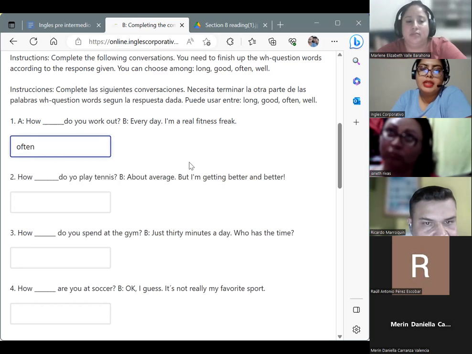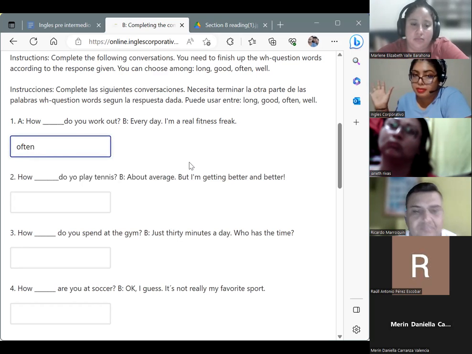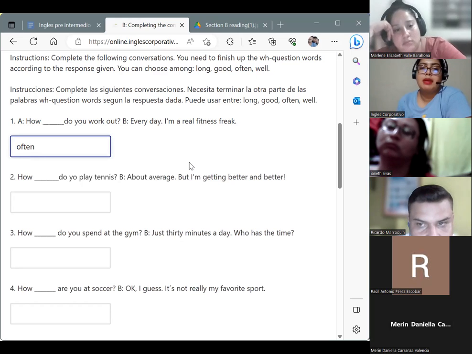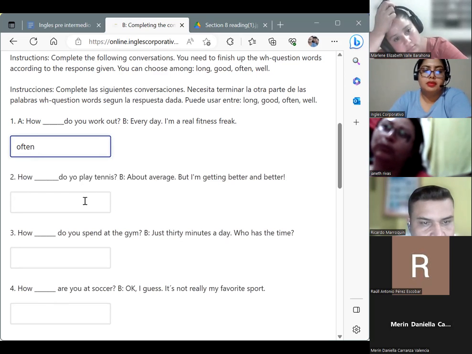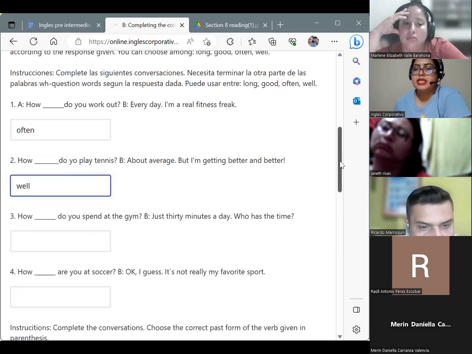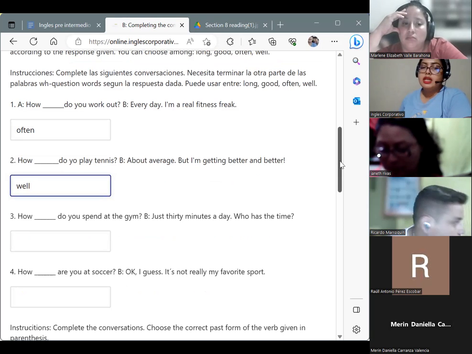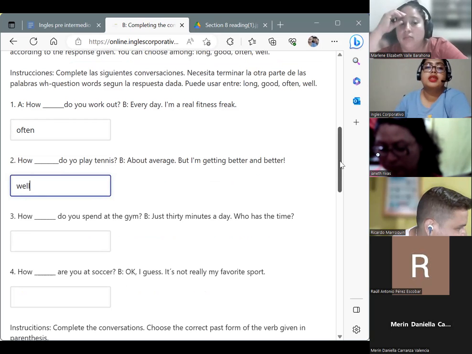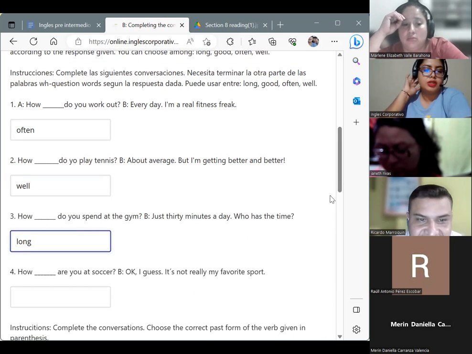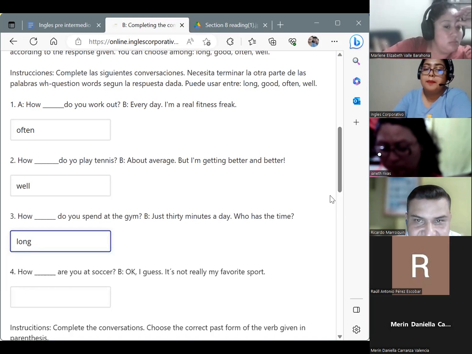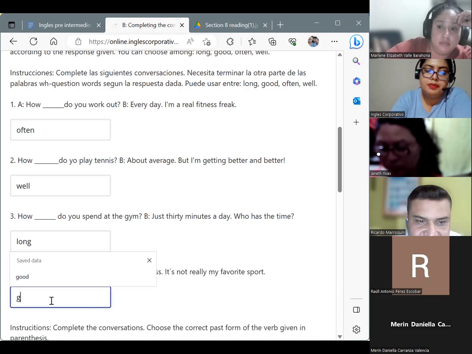Luego, how do you play tennis? Le pregunta sobre tenis. Y le dice que pues está lo normal, pero que está mejorando cada día. Es long, good, or well. Well. Okay, well. Número 3. Do you spend at the gym? Estamos hablando del gimnasio. He dice just 30 minutes a day. 30 minutos al día. Long or how good? Long. Okay, very good. Number 4. How are you at soccer? Solo tenemos una. Yes. Good. Very good.